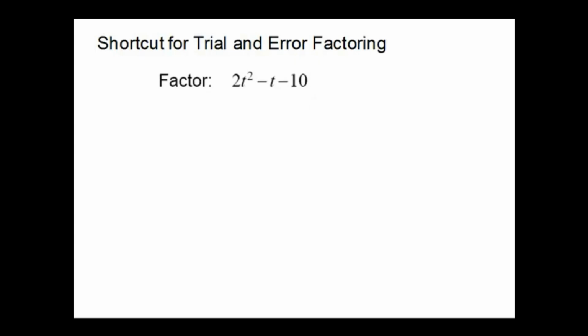So we're going to factor this trinomial, 2t squared minus t minus 10. There is no GCF in the entire problem. But if you notice, the first term, the 2t squared, and the last term, the minus 10, have a common factor of 2. So we're going to get some common factors in some of the parentheses, and those choices can be thrown out.